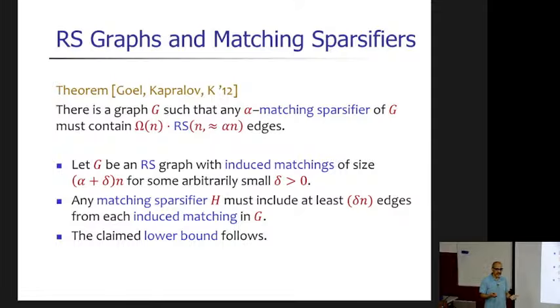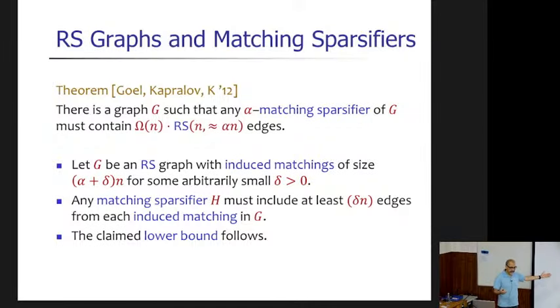Moreover, these matchings are induced, so edges you keep for one matching can never help you for any other matching. So in every matching, you're keeping a constant fraction of the edges. So the size of the sparsifier has to be roughly the same as the size of such a graph.